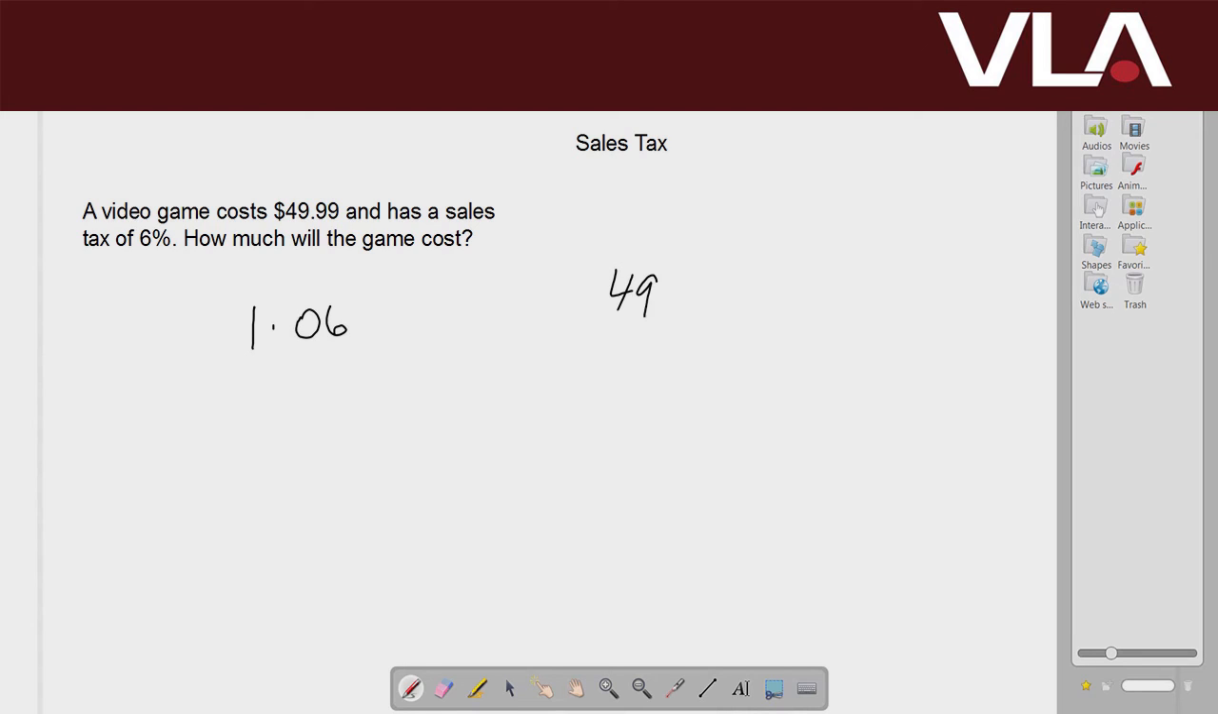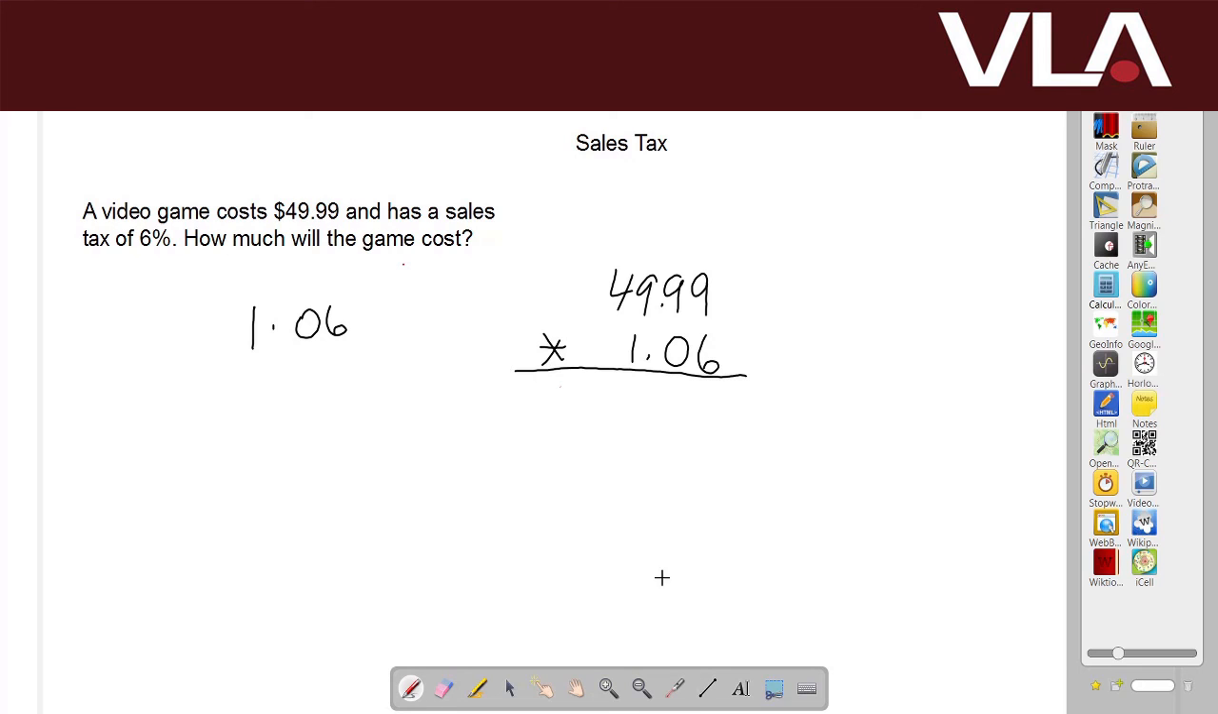So if I have $49.99 and I multiply that by 1.06, in my calculator, I would get $52.99, just like our previous value. Throwing that little 1 in front is that little shortcut that includes this value and the tax, and saves you one step.